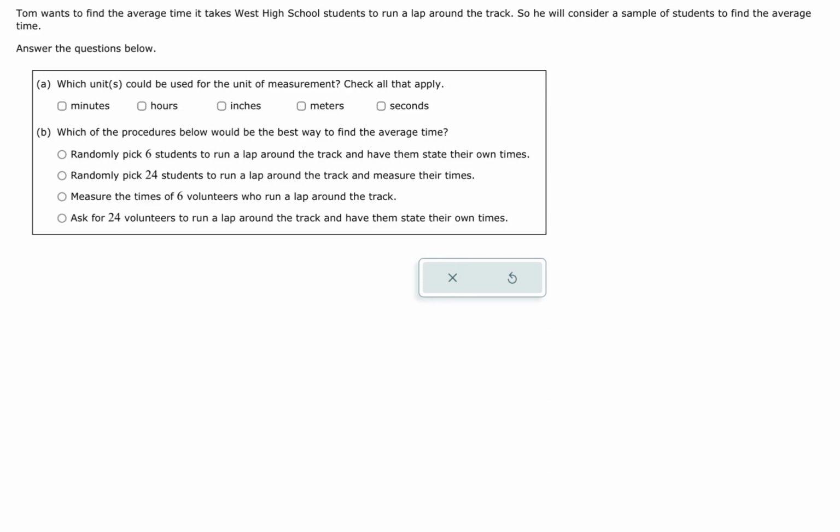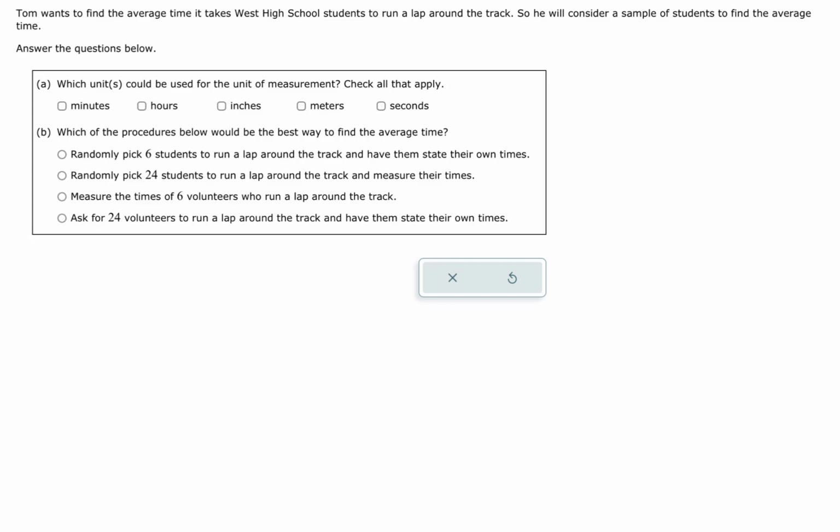This topic is choosing an appropriate method for gathering data. And this first example says Tom wants to find the average time it takes West High School students to run a lap around the track. So he will consider a sample of students to find the average time.